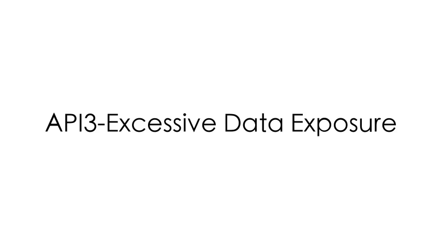Shall I continue into API 4, unrestricted resource consumption, explaining how APIs can be abused through excessive requests, oversized payloads, or infinite queries, with cases like GitHub's 2019 outage and GraphQL deep query DoS attacks?